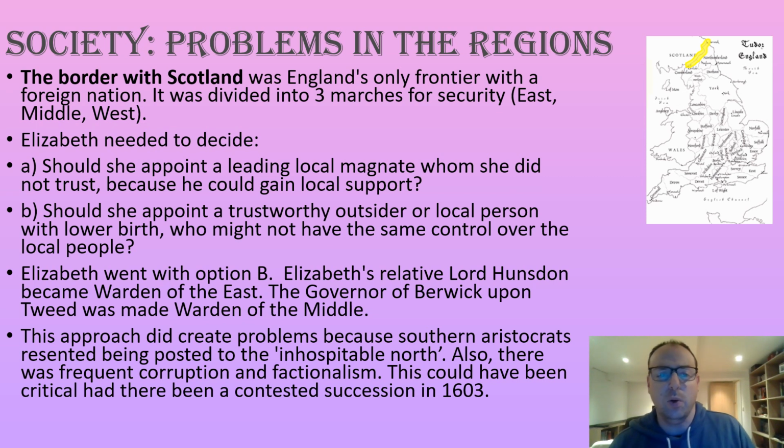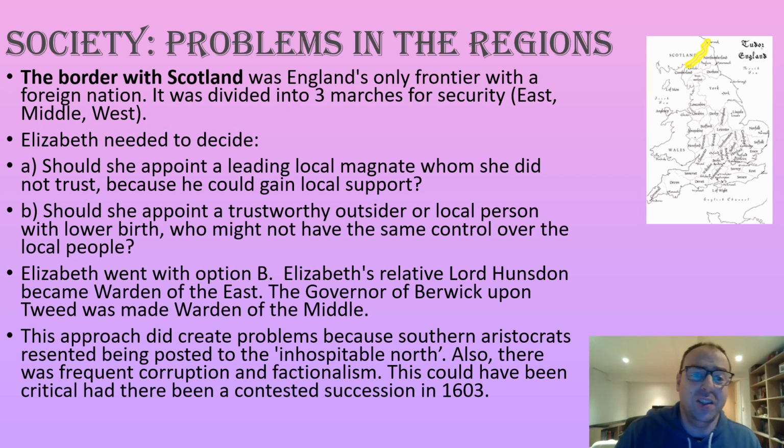And Elizabeth really was left with quite a difficult decision. Did she appoint leading local magnates who she didn't necessarily trust, and possibly with good reason, as we'll see with the Northern Rebellion, but would do that because she could gain local support, and that's the way things have traditionally been done? Or should she appoint a trusty outsider or local person with lower birth? Here this combines with our changes in society, where the Tudors, Elizabeth included, had a tendency at times to look to the gentry rather than the nobility, where, by promoting people, they would owe their loyalty to the monarch rather than having a power base of their own.